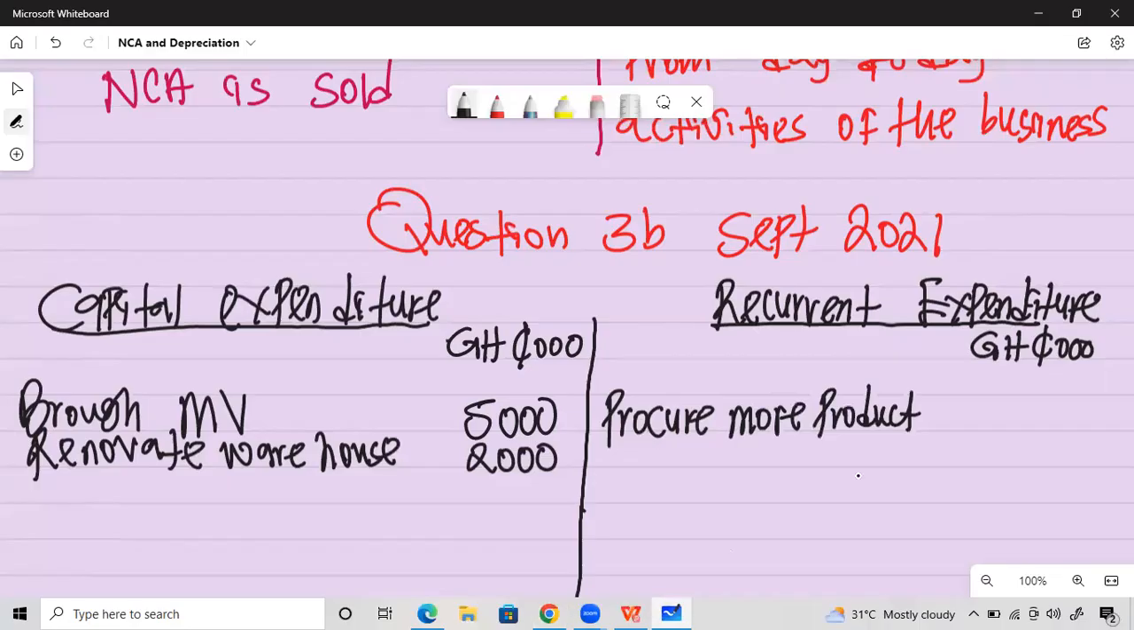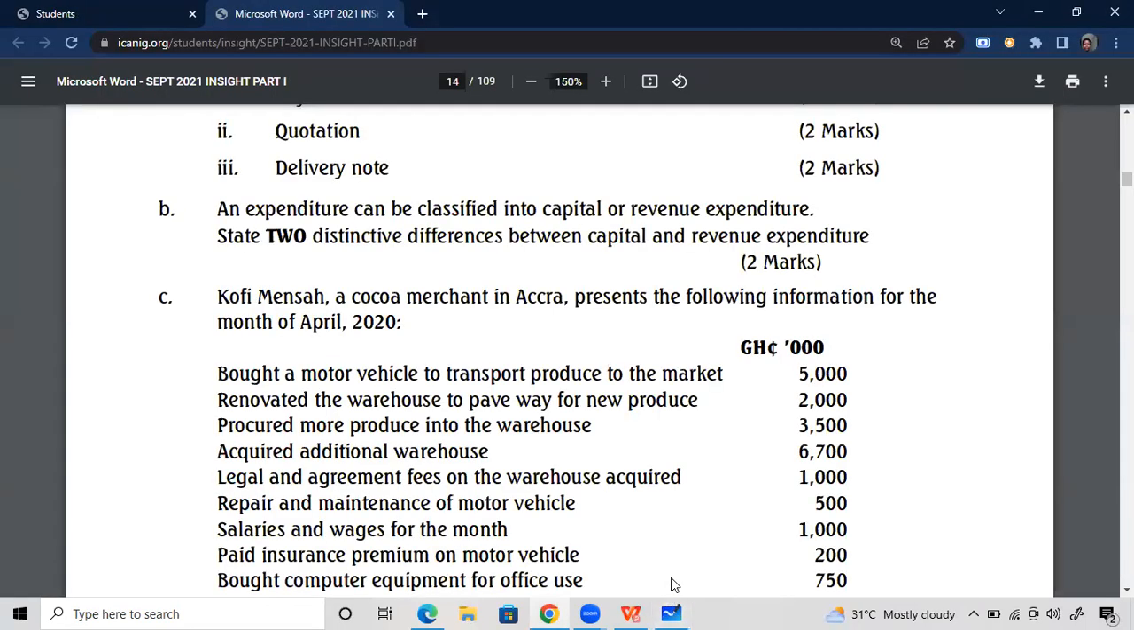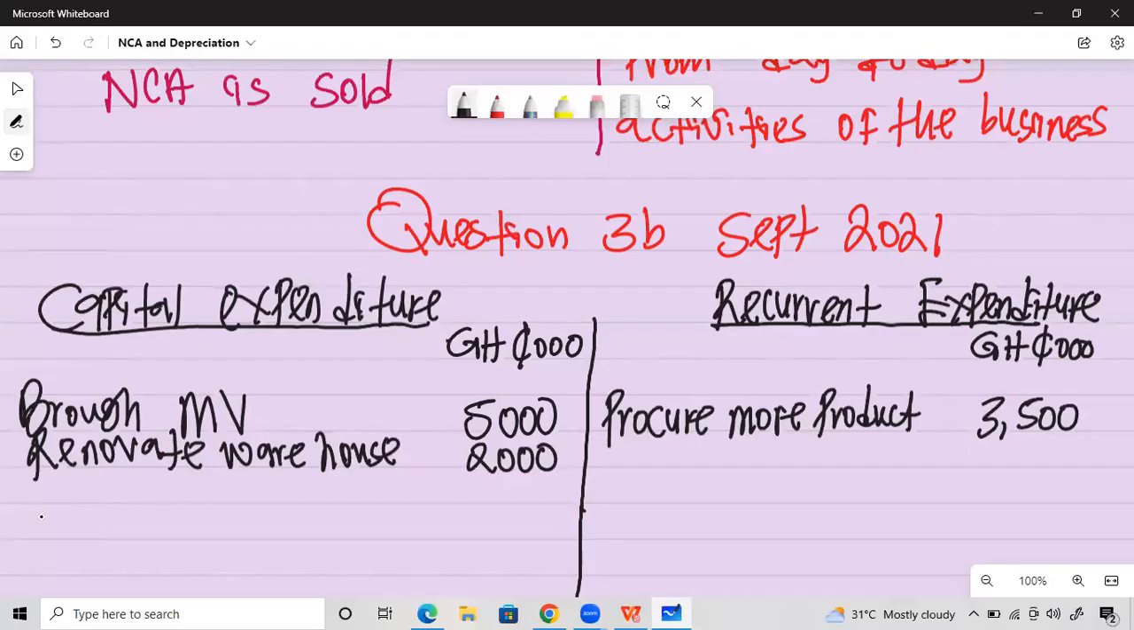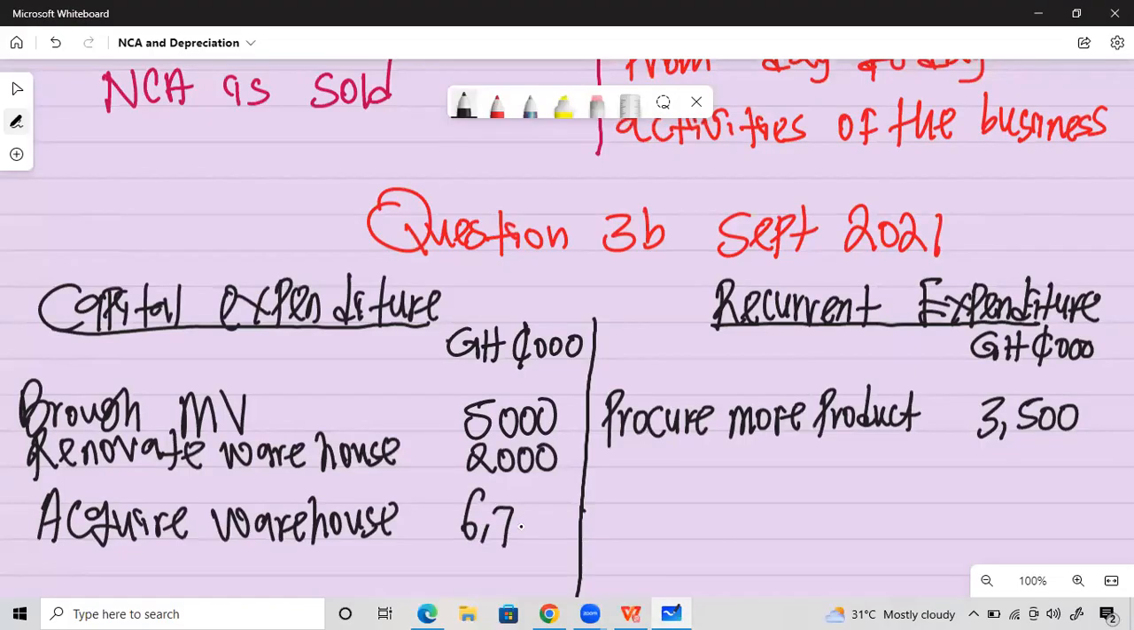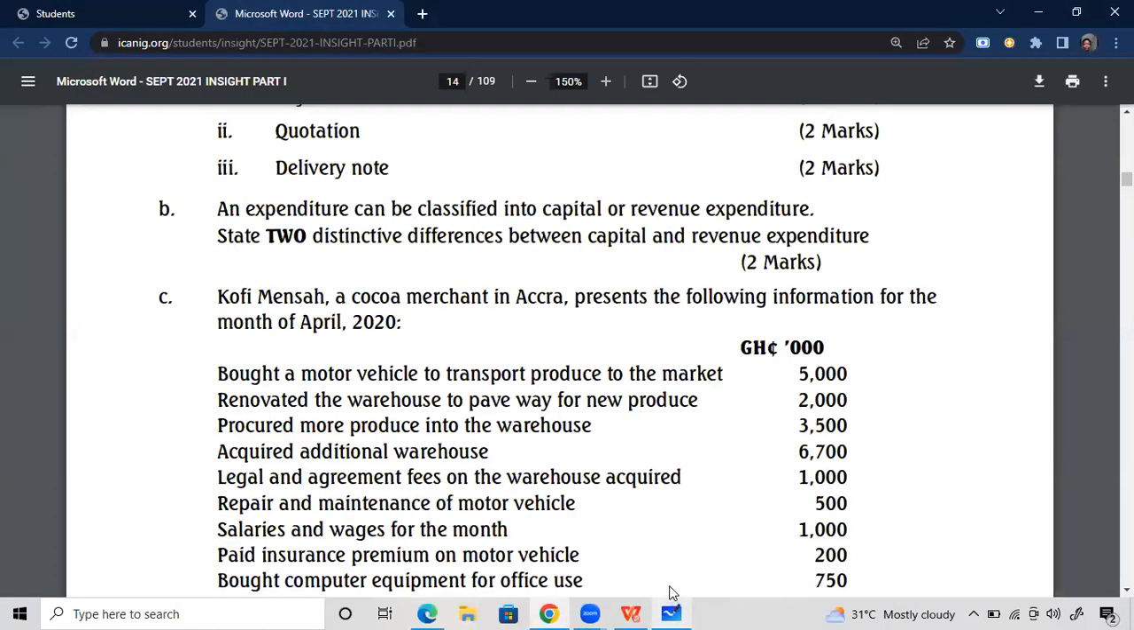What is the amount? The amount is 35. We'll go again. Procure additional warehouse. You procure additional warehouse automatically. You acquire a warehouse. It's a capital expenditure, of what amount? Of 6,700. Thank you everyone for your participation, please.